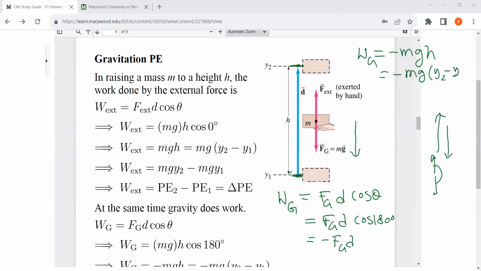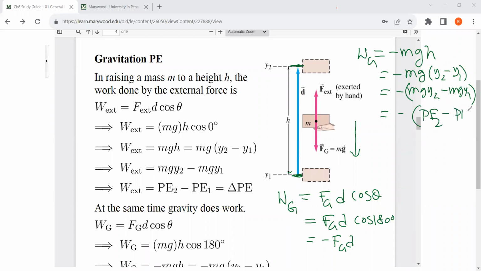Similar to the external force, you can show that it is mgy2 minus mgy1, and that is equal to minus the potential energy at position 2 minus the potential energy at position 1, the negative change in potential energy. So the work done by the gravity is equal to the negative change in the potential energy.